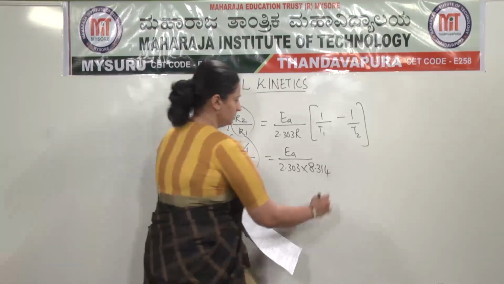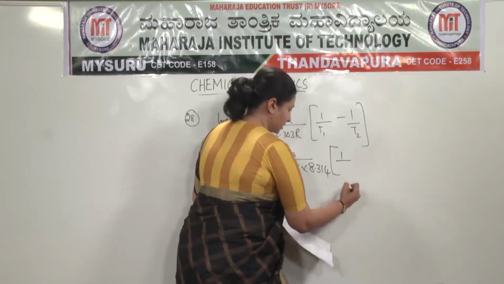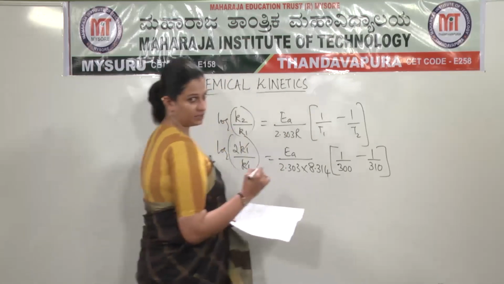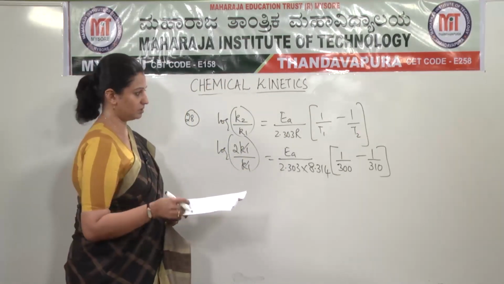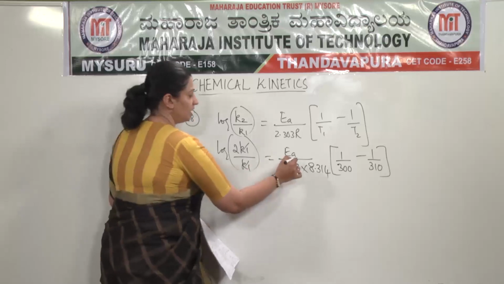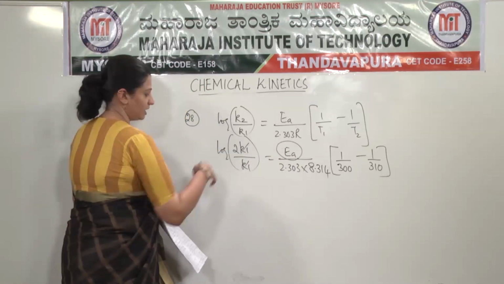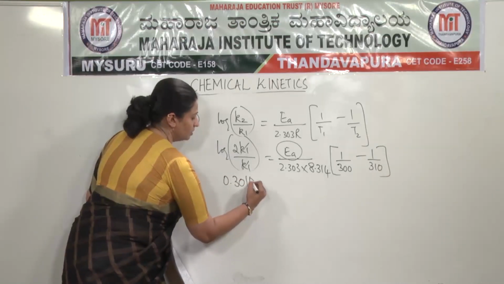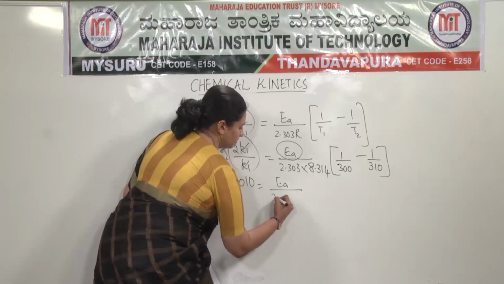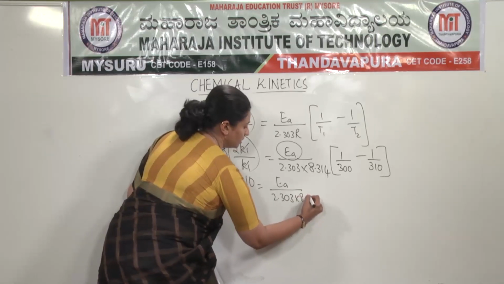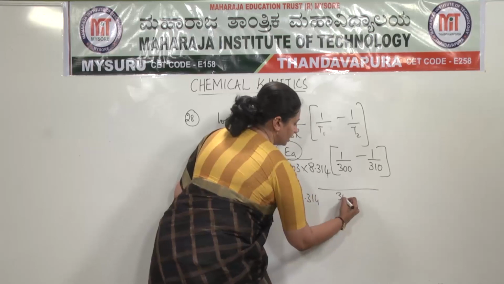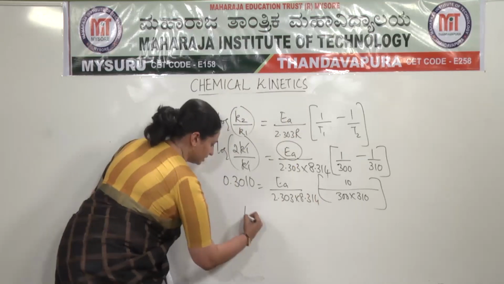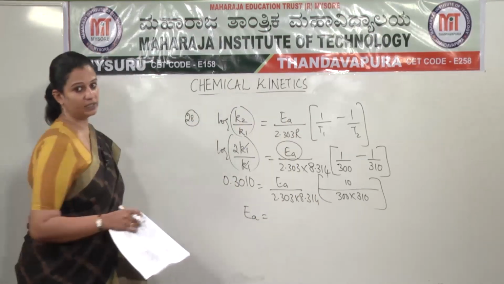So, 8.314, what's your initial temperature? Your initial temperature is 300, minus 310, 1 by 310. So, this is your substituted equation, and the only unknown quantity is EA, because K1 and K1 got cancelled. Log 2 is given in the question also. So, log 2 is 0.3010, is equal to EA by 2.303 into 8.314, 300 into 310, and this will be of course 10. Calculating this, you will get the value of EA.